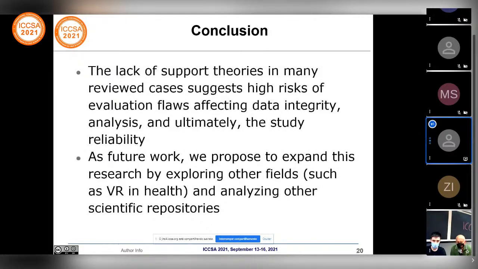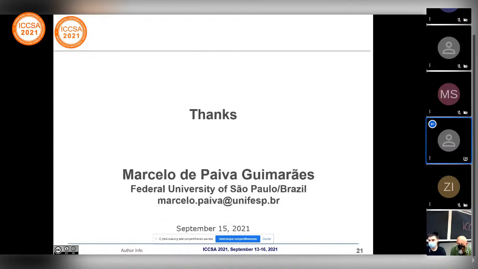There is a lack of specific theories to evaluate educational virtual reality applications. This lack affects the data integrity, analysis, and ultimately the study reliability. As future work, we propose to expand this research exploring other fields, such as virtual reality in health, and analyzing other specific repositories. That's it.